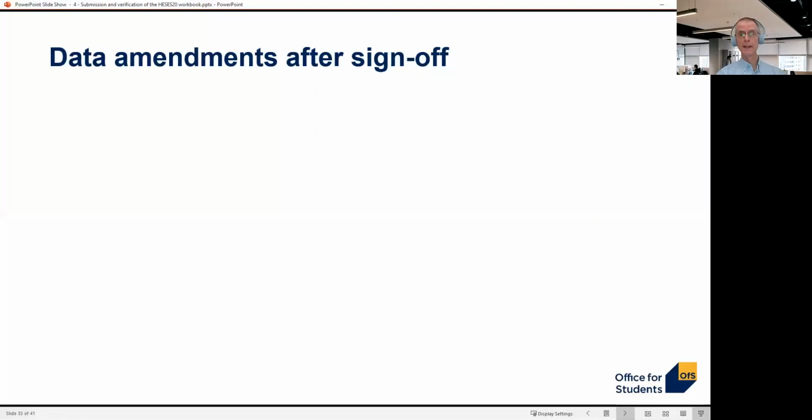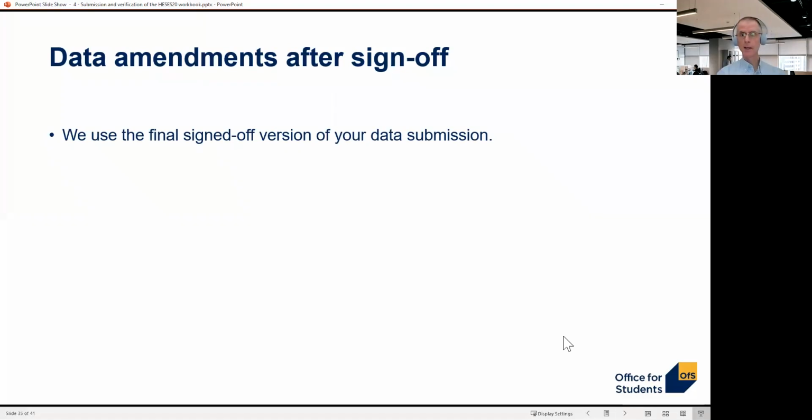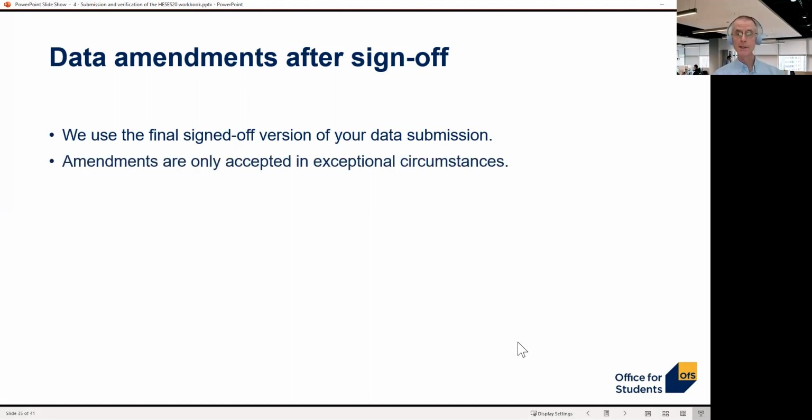It's worth saying here that we expect the data signed off to be the final data which we use in all of our work going forward. Data signed off by the accountable officer, but you know, things being as they are, sometimes errors are identified in the data after it's been signed off, or even after we've used it in some way. Now, it can be amended, but we will only accept amendments to final submitted data in exceptional circumstances, and there are certain conditions regarding this.